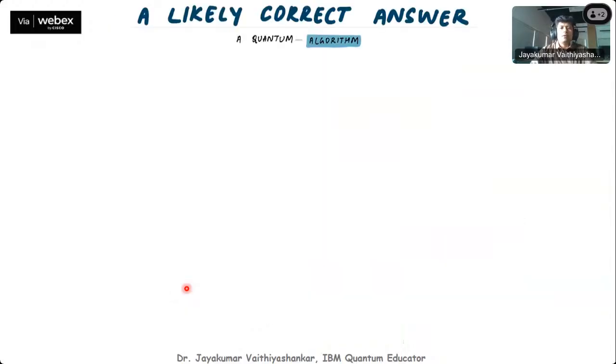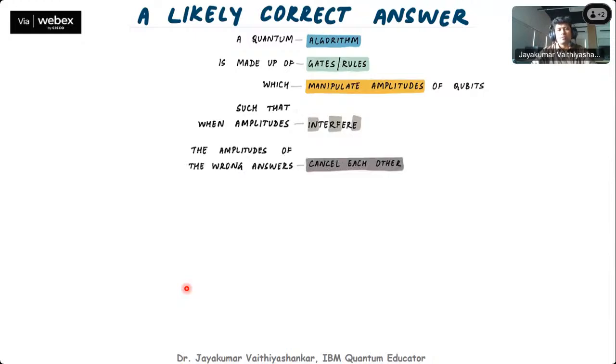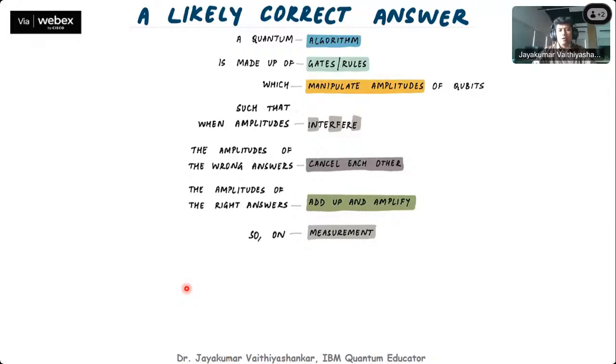To get a likely correct answer, you need to write a quantum algorithm. The algorithm is made up of gates, rules which manipulate the amplitudes of qubits. Each gate operation brings changes in your qubit with respect to amplitude, and interference happens. Amplitudes of wrong answers cancel each other, and amplitudes of right answers add up and amplify. You need to do this multiple times. This is the problem in quantum.